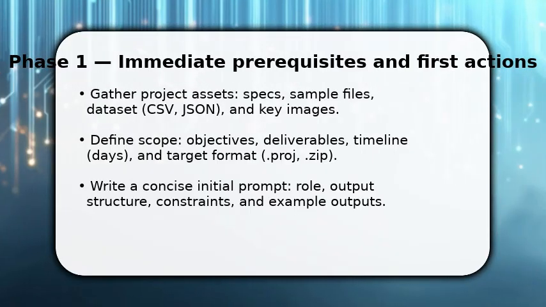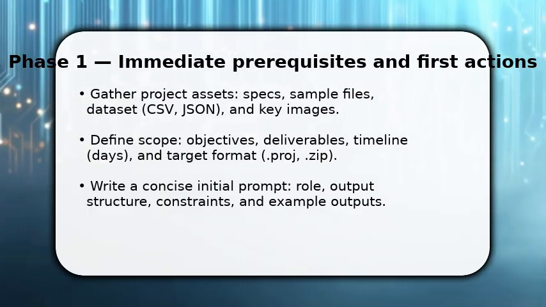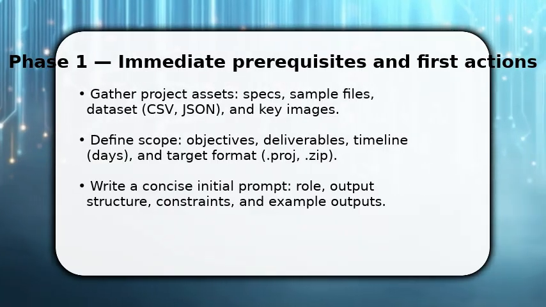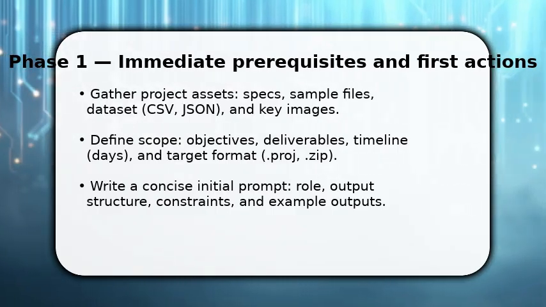You start by collecting what the AI needs. Give it specs, sample files, and a minimal dataset so outputs are grounded. Once done, define clear scope, objectives, deliverables, timeline, and target file format so the model can organize content.